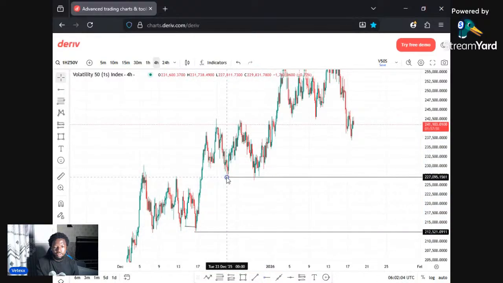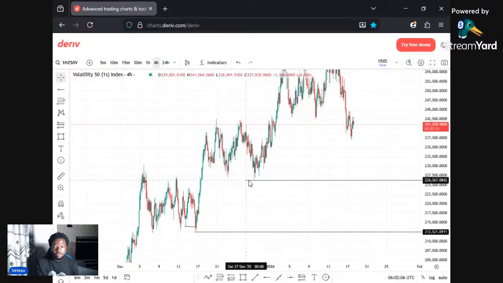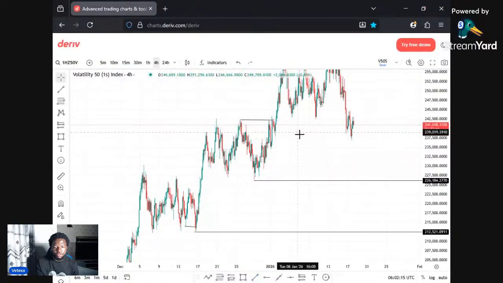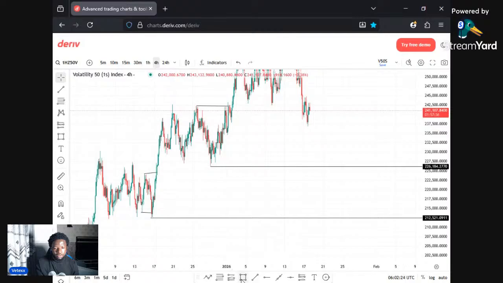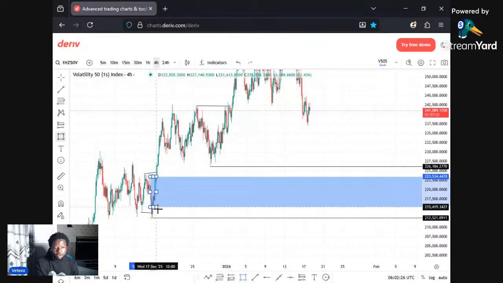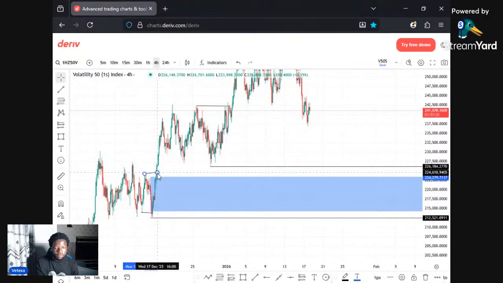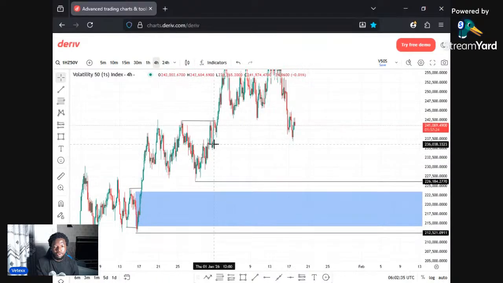So these are structural liquidity now. This becomes our structural liquidity. And then this becomes our second break of structure. It simply means it is now an A plus continuation. Okay, this is our first break of structure. And at this point, the whole of this one becomes our POI.